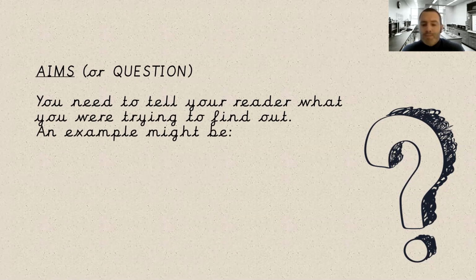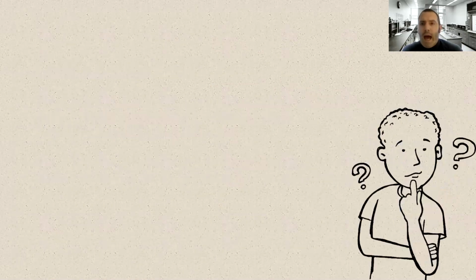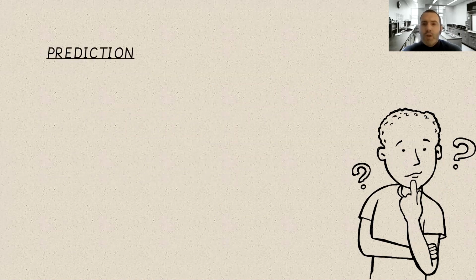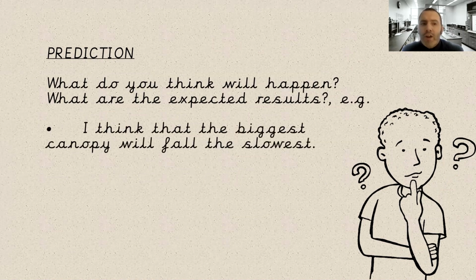So for example, to investigate what's the best size for a parachute canopy. How could we do it? We need a prediction. What do you think will happen? What are your expected results? For example, I think that the biggest canopy will fall the slowest.